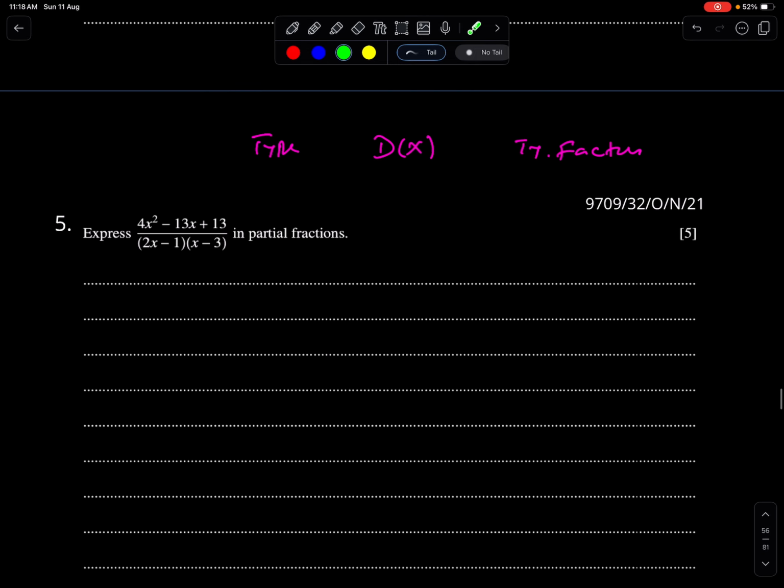Before splitting this fraction into partial fractions, we need to observe three things. Number 1, type of fraction. Number 2, denominator. And number 3, types of factors. For type of fraction, we need to observe the highest powers of variables both in numerator and denominator. In denominator, the highest power of variable is 2. In numerator, the highest power of variable is also 2. So this fraction is improper.